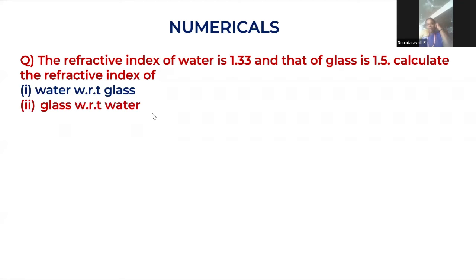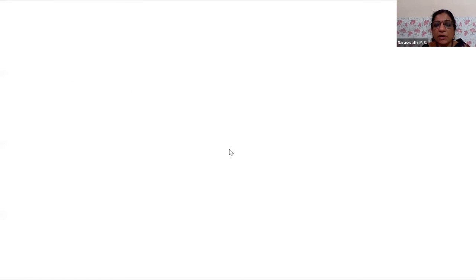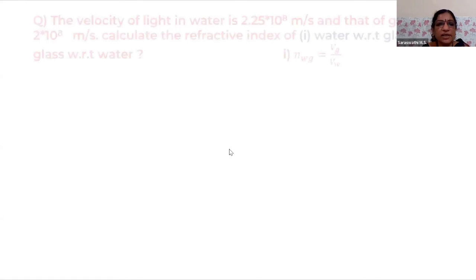1.5 by 1.3. So when you're comparing the refractive indices, it will be in the same order. Water with respect to glass means water first followed by glass. If you are comparing the speed of light in two different medium, it will be the reverse. Refractive index of medium 1 with respect to medium 2 will be velocity of light in medium 2 divided by velocity of light in medium 1. Clear? Children always find this very difficult.